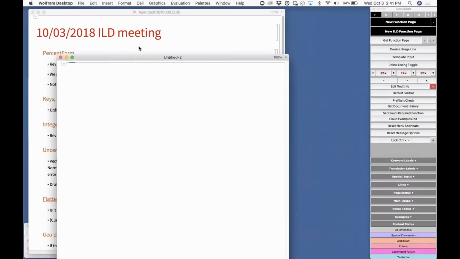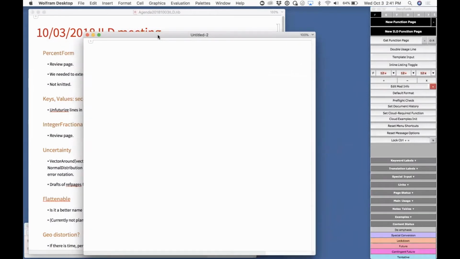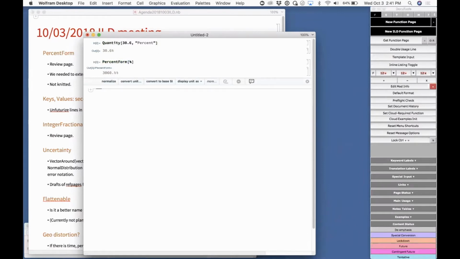Percent quantities already, well, it's probably going to show percentage twice. Okay, so if I say this percent, and now I say percent form. Oh, that is not good. What does that mean? Well, it's multiplying by 100. But it's wrong.